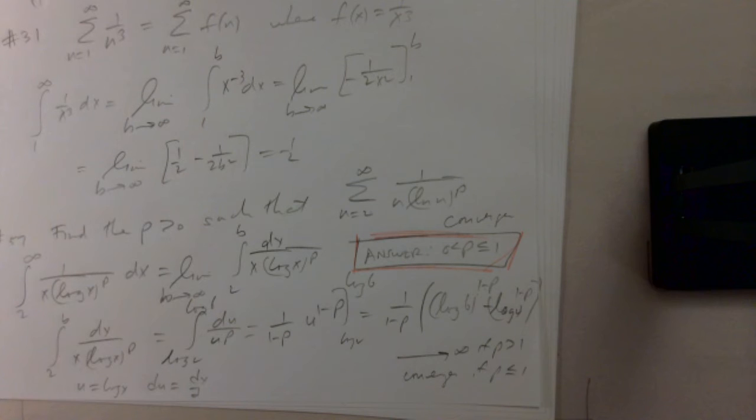Wait, I'm sorry. After you substitute, what did you do in the n where it says 1 over 1 minus p, and then it's the log of b?